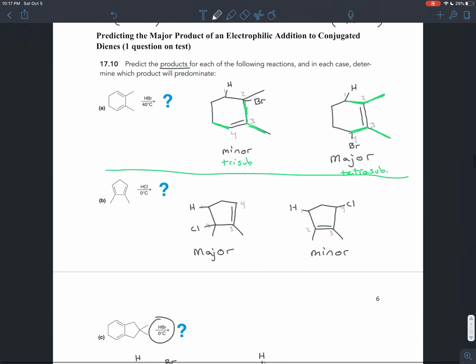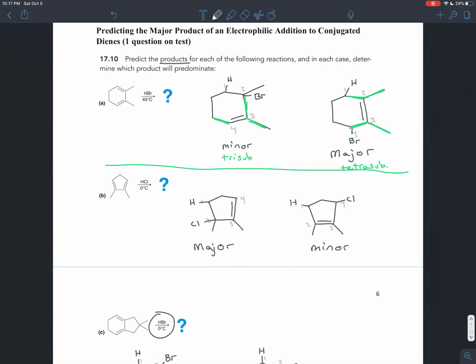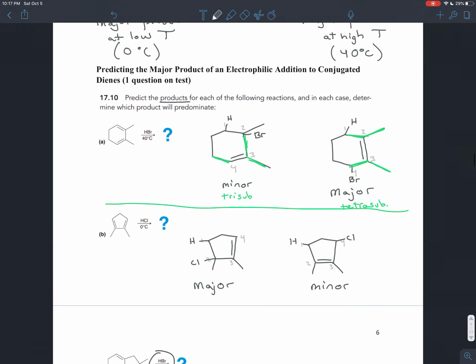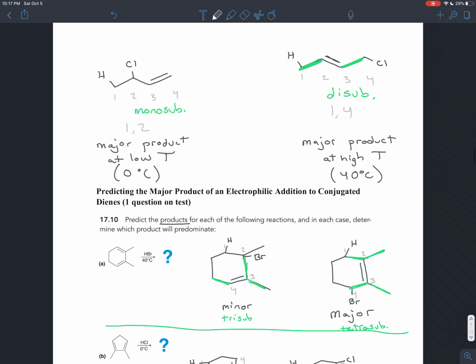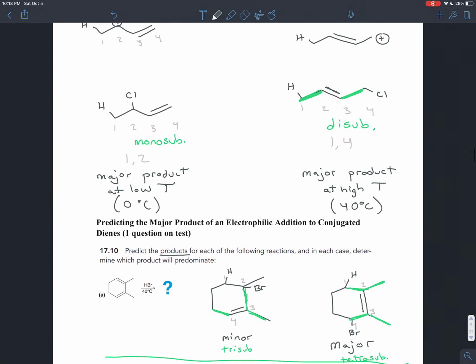So in this exercise, we've seen how you can just predict the two products of an electrophilic addition reaction to conjugated dienes without having to draw the mechanism, and how you can use the temperature to predict which of those two products is the major product. At low temperature, the 1,2 product is the major product because diffusion is difficult, and at high temperature, the 1,4 product is the major product because that's the one that's technically more stable because it always has the higher substituted alkene.